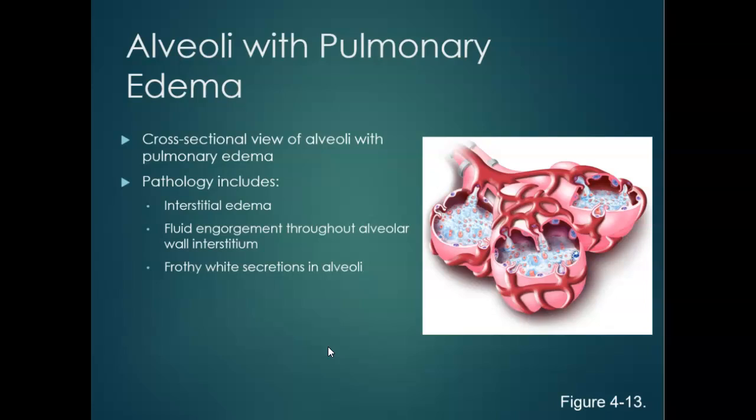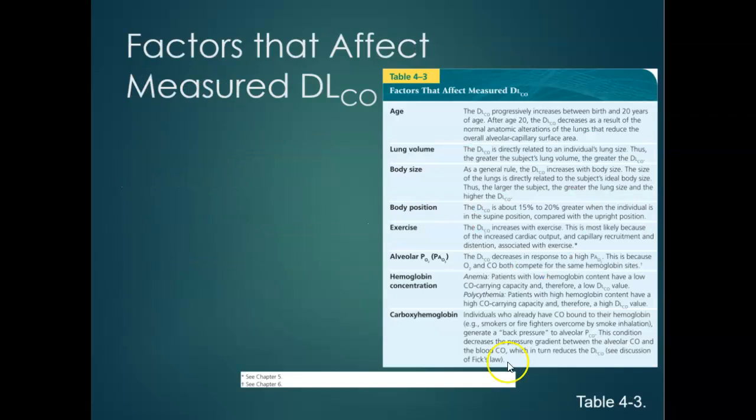Pulmonary fibrosis is going to increase that alveolar wall thickness, and pulmonary edema, which includes that interstitial edema and fluid going through that alveolar interstitium and causing excessive amounts of fluid in the alveoli, is also going to affect our ventilation and diffusion because of that increase in wall thickness. So those are factors that affect the amount of diffusion happening in our lungs.